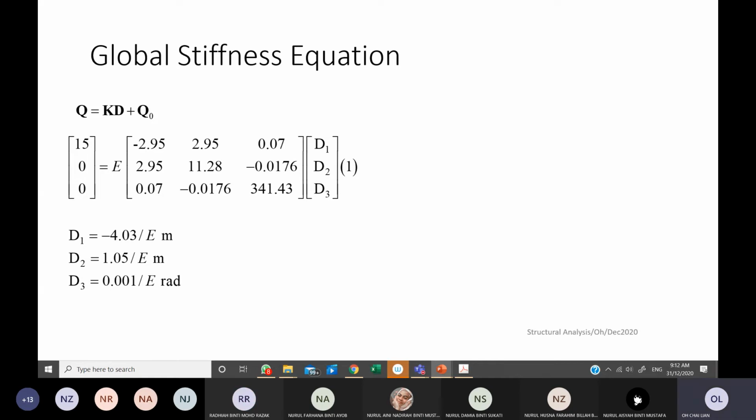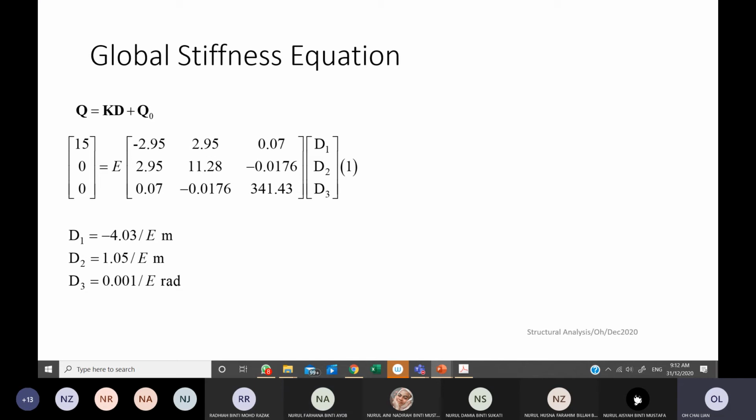Doctor, how to change D3 into radian? No, you just get the answer, and then the unit will be in radian, because D3 deals with the rotation. You don't need to change it. Oh, okay. Thank you, doctor. In your calculator, the answer that you have obtained for D3, you don't need to change anything, but the unit is in radian.